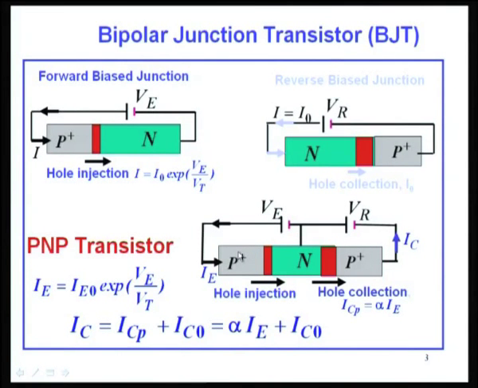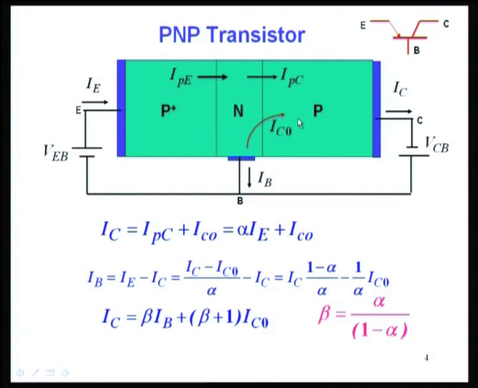Now, what we said then is, we have discussed this PNP transistor. This is the emitter which emits the holes, this is the collector which collects the holes, this is the base region. Okay. N is the base. So, emitter, base, collector, forward biased emitter base junction, reverse biased collector base junction, PNP transistor.